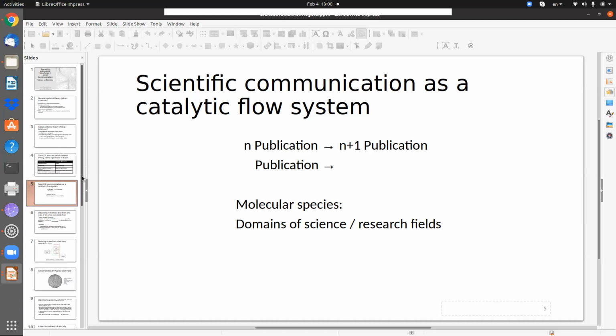So of course we need some molecular species. So I went for the domains of science and research fields in science. These are just subsystems of the social system. And the resulting network here is a very specific one. It's a catalytic flow system that has some mathematical properties that will really help us with dealing with data.